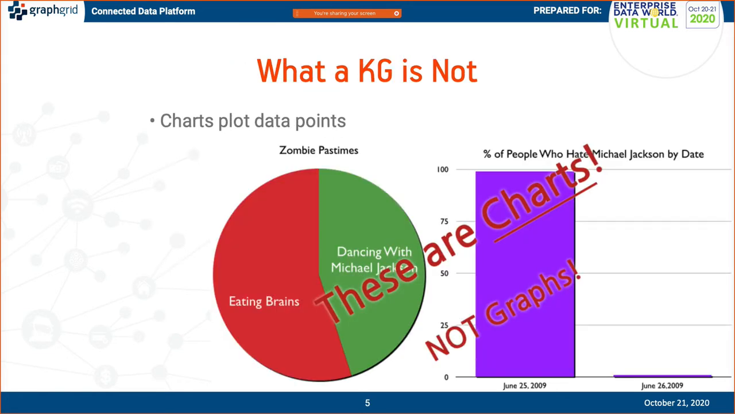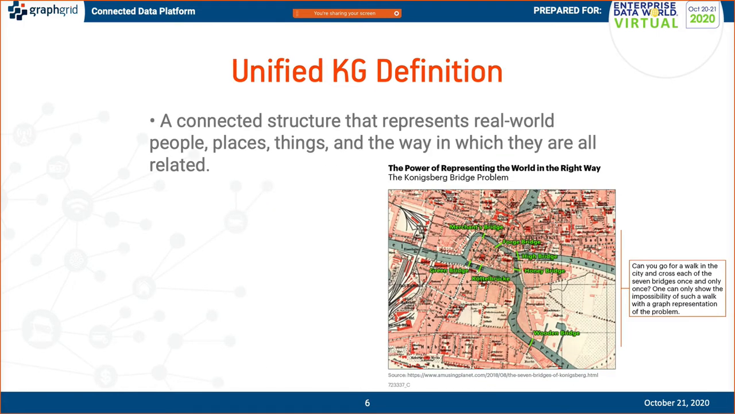So just real quick, what a knowledge graph is not. It's not pie charts or bar charts. These are actually charts, but in our language, how we're taught, these get referred to as graphs. But graphs connect data, charts plot data points. It's a simple way to keep them separate. So let's start with a unified definition of a knowledge graph. It's really a connected structure that represents real-world people, places, things, and the way in which they are all related. That's the key context that connecting your data brings.